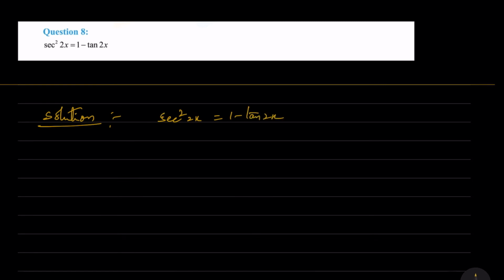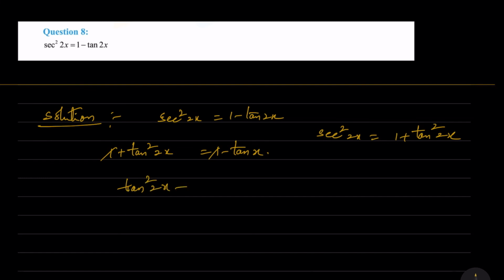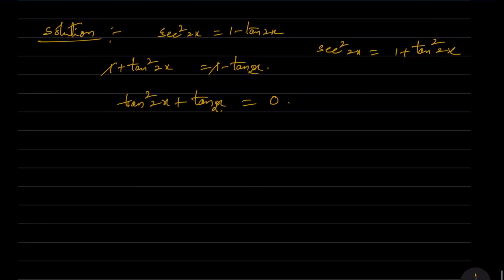Now here, how can we write this? We know that there is a formula for this. Sec square 2x is equal to 1 plus tan square 2x. So the left hand side can be written as 1 plus tan square 2x is equal to 1 minus tan 2x. Now this 1 and 1 will get cancelled, so you can write this as tan square 2x plus tan 2x is equal to 0. Now here you can take out one tan 2x common from both of them.